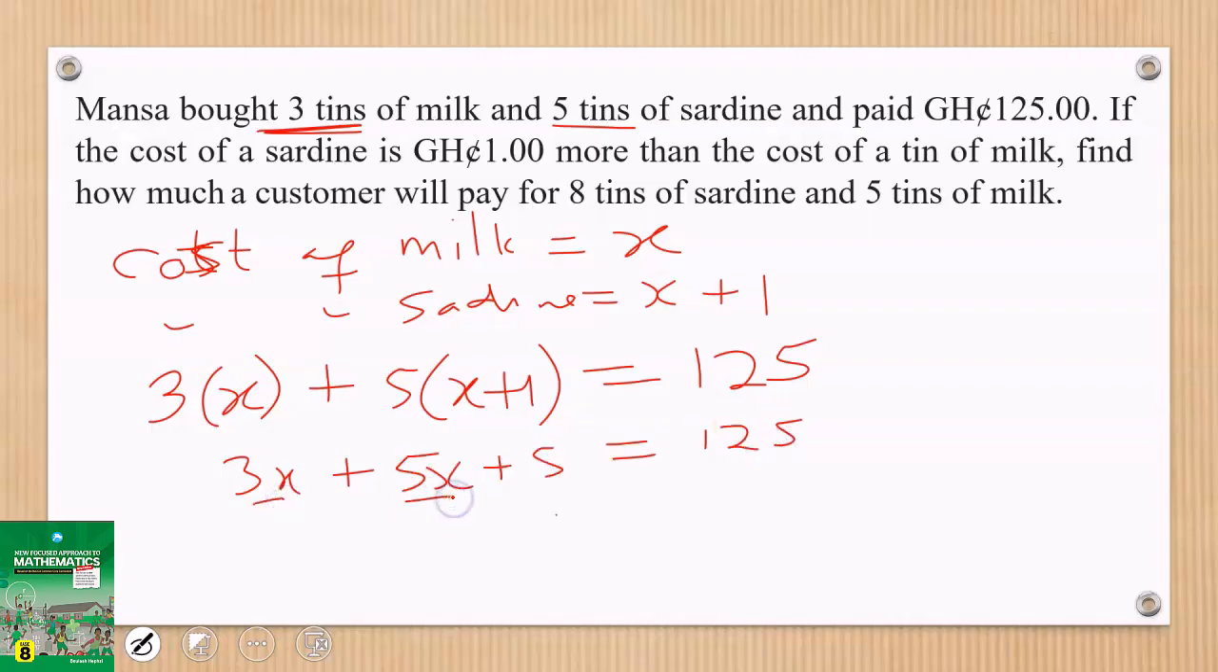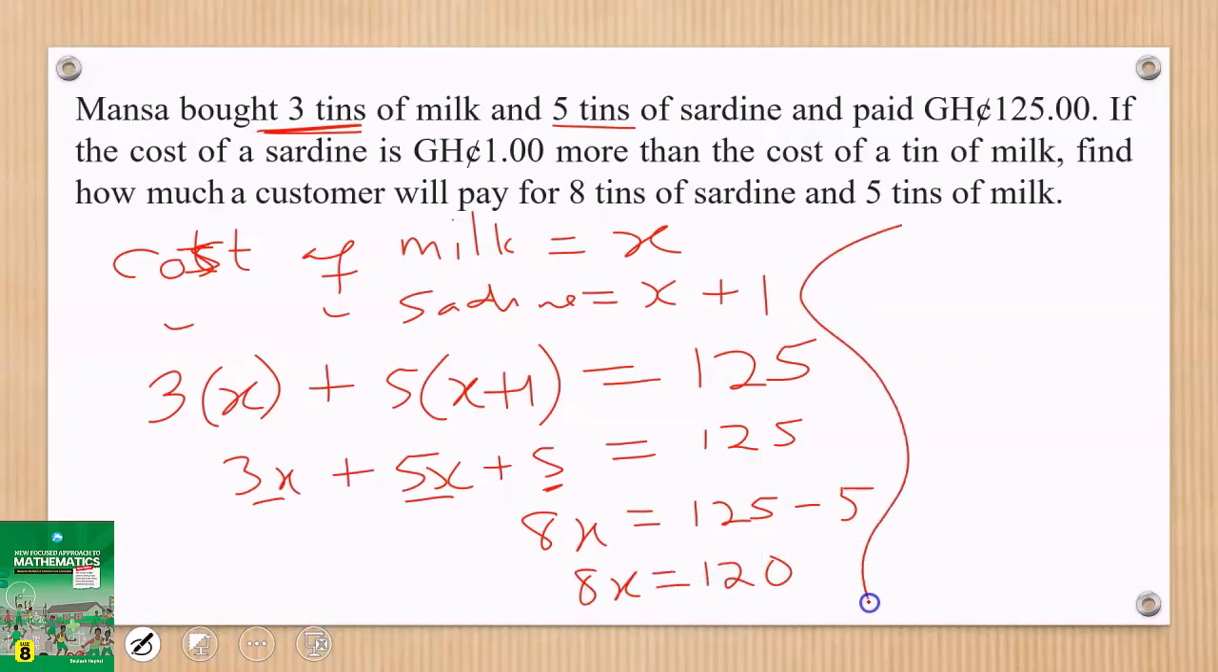3x plus 5x will give us 8x, plus 5 equals 125. Move this 5 to become minus 5 on the other side. Our 8x becomes 120. Now, if we divide both sides by 8, we have x equal to 15. If you take your time and divide 120 by 8, you get 15.